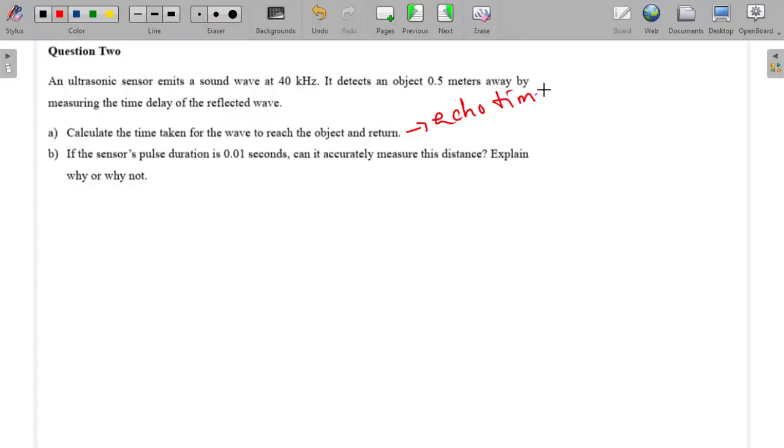It's the echo time, the total time for the round trip, which means from the time the wave is produced, for it to travel to an object and bounce back again and be detected. In general, this is how ultrasonic imaging works.